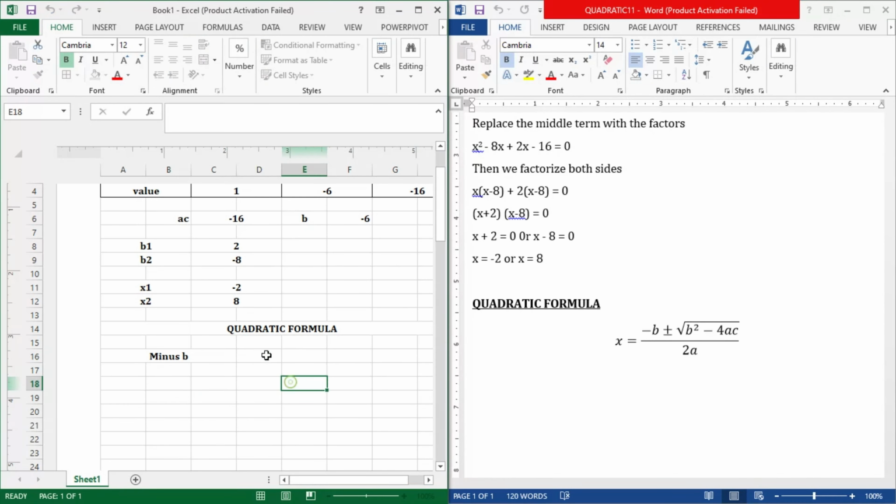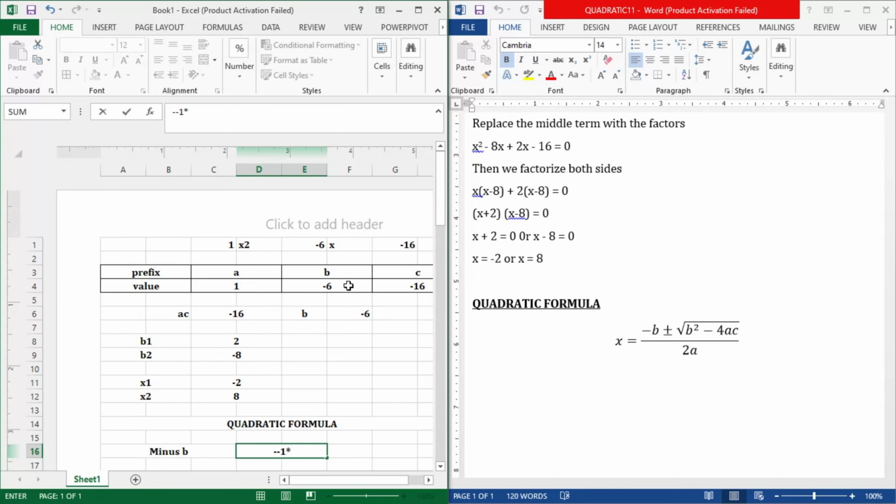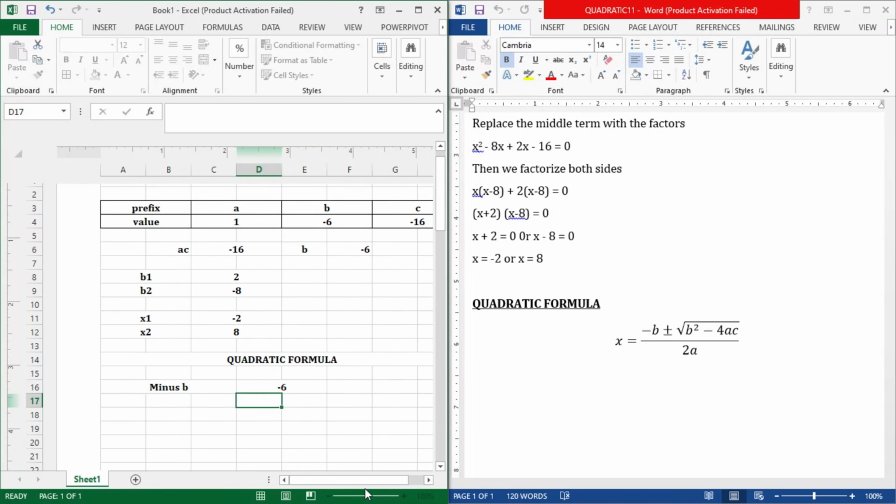We will take minus b as the first term, but we can't use an arithmetic symbol to begin the name because Excel will assume we are trying to compute and will see it as an error. The programming will be minus 1 times b, then enter. Ensure you reference the b in the value table.